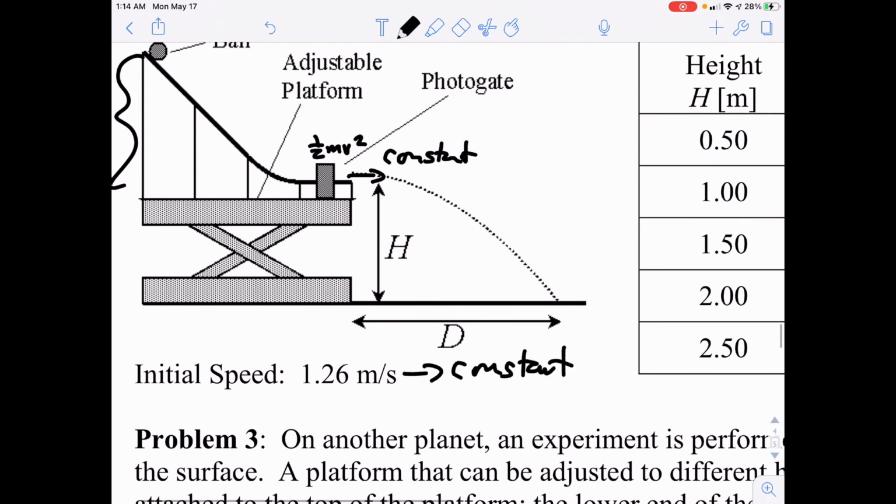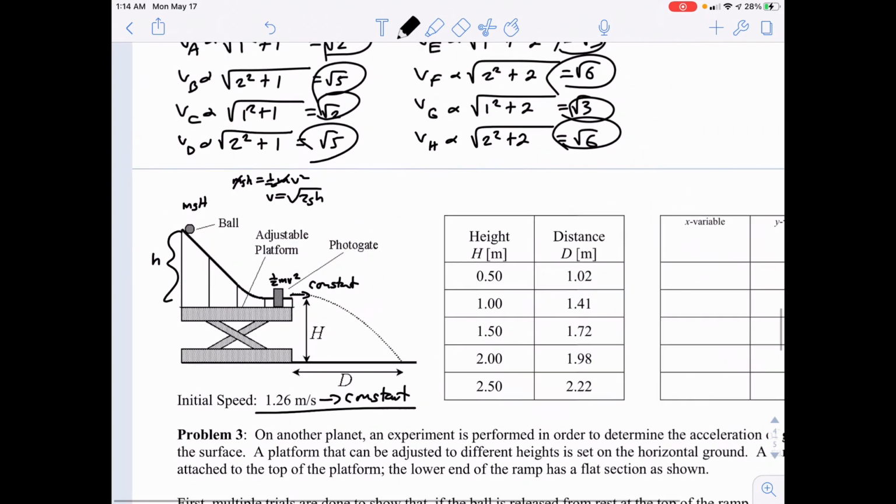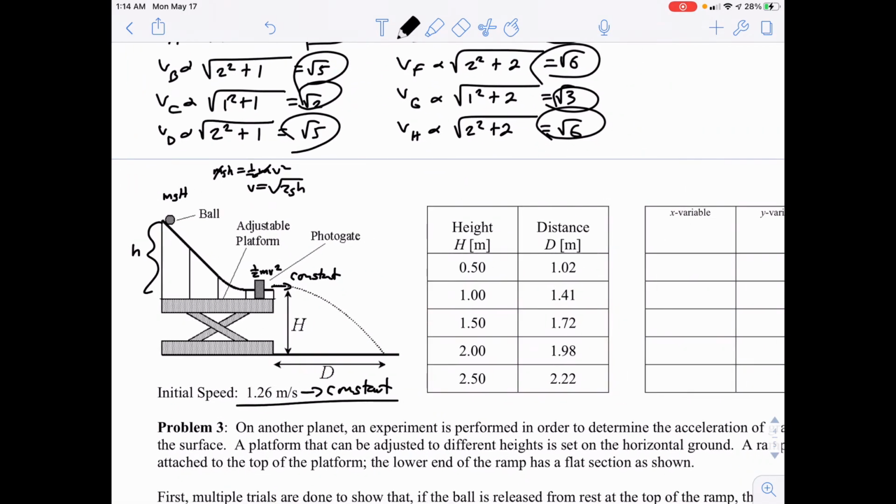This is going to be constant for all trials. What's going to differ is we're going to change the height from the table that it's launched from, which changes the time in the air and thus changes the distance. Remember, time was proportional to the square root of h, okay? But we'll get to that later.